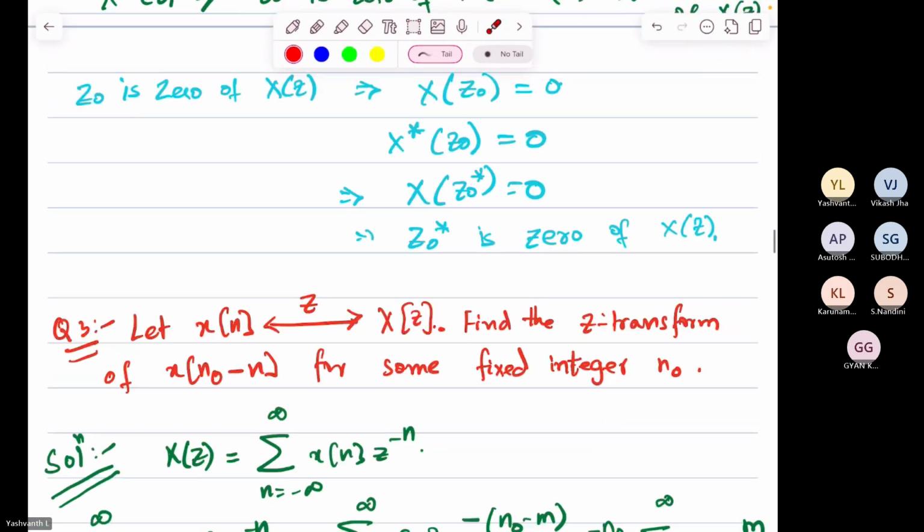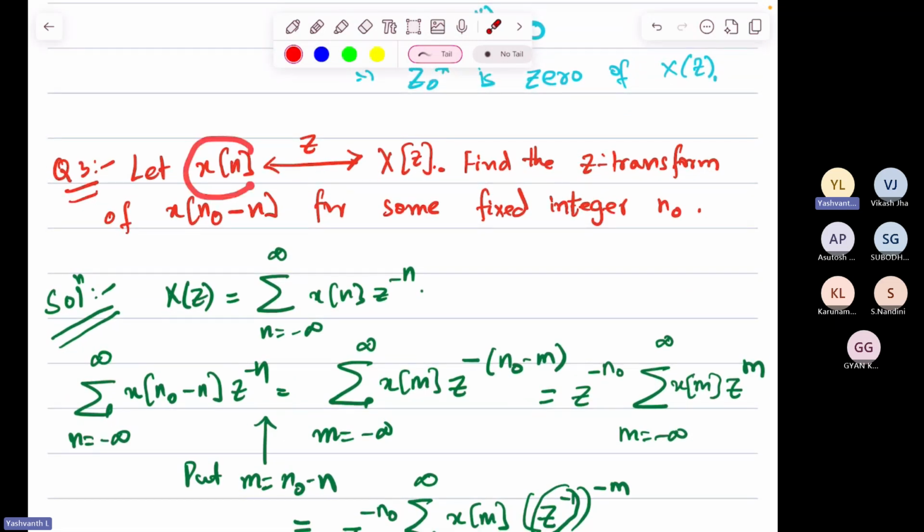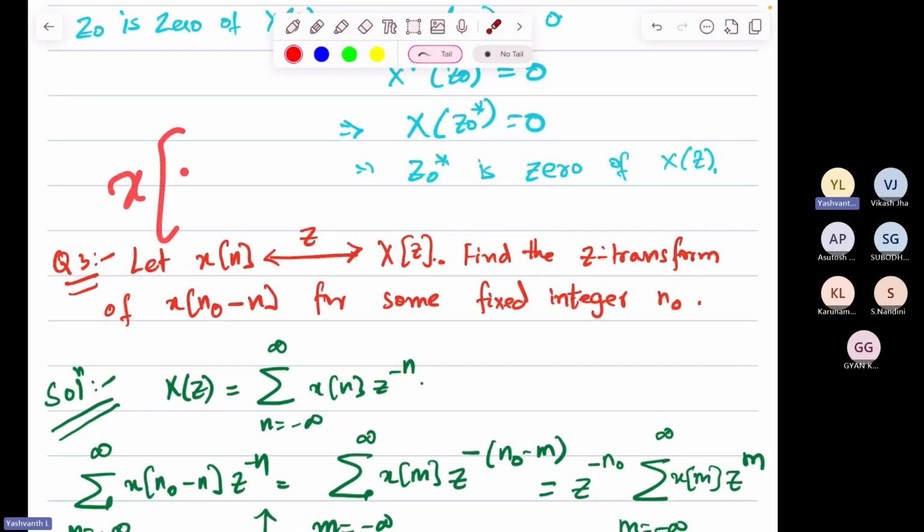Okay. Fine. Now the next question is as follows. If x of n has a z transform x of z, then find the z transform of x of n naught minus n for some integer n naught. Now this is different from what is given in the property. In the property we saw x of n minus n naught. But this is x of n naught minus n. That is, you have reversed your time and also shifted your time by n naught. It's not just shifting; it is reversal and shifting. Both are there.